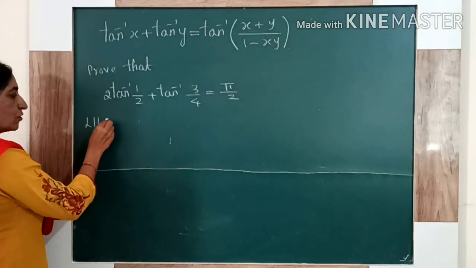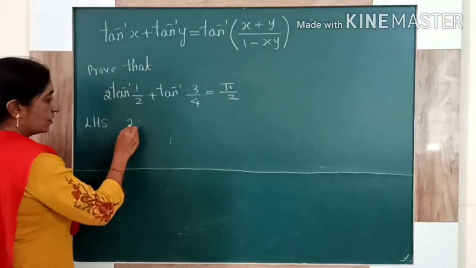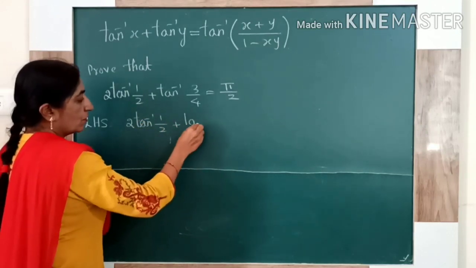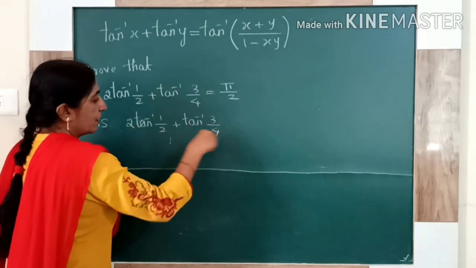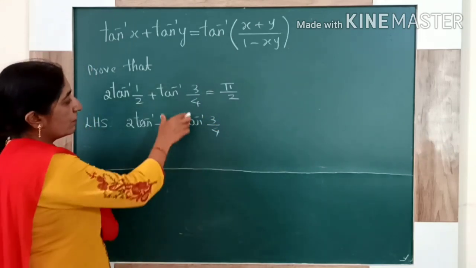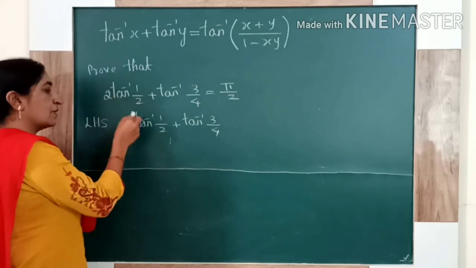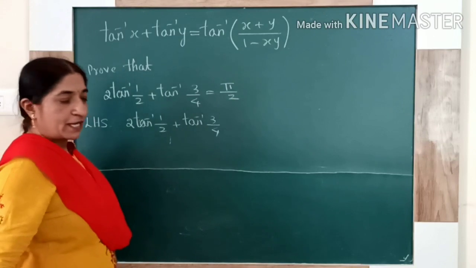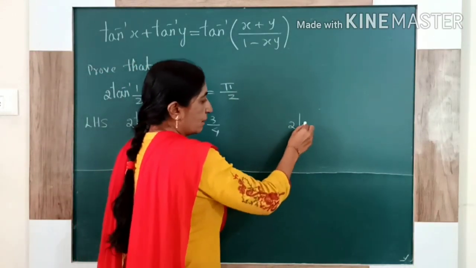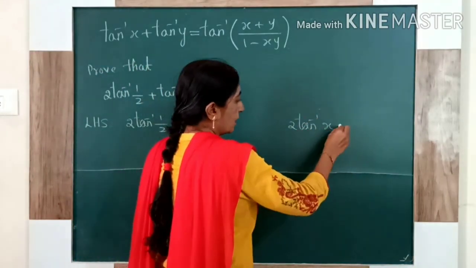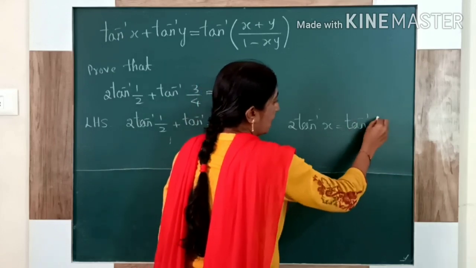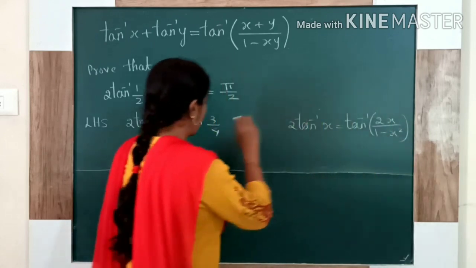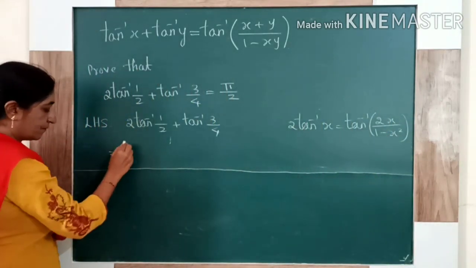So again, as usual, start with LHS: 2 into tan inverse 1 by 2 plus tan inverse 3 by 4. Why am I giving this example? Because here the coefficient of tan inverse is 2, which means we cannot apply this formula directly. For that, remember this formula: 2 tan inverse x is equal to tan inverse 2x upon 1 minus x square. Only for this term, first apply that.